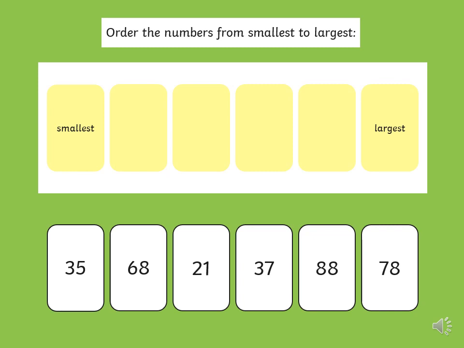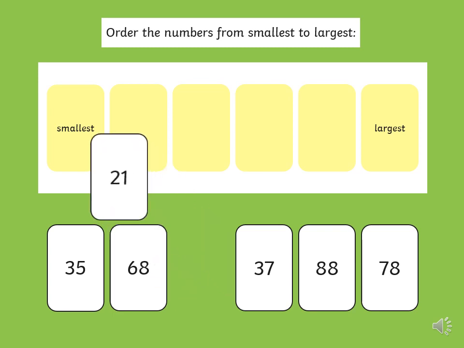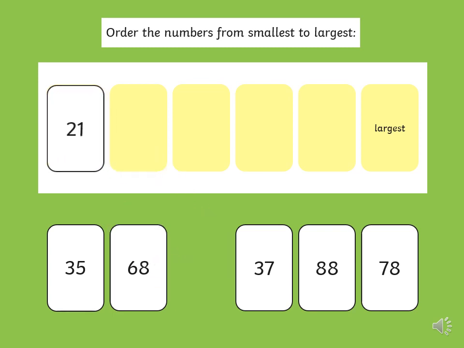Let's try and order these numbers now. We can see that these are a little bit different. They've got a larger range. So we're going to be looking at the tens column to see which one has the lowest number. So first we've got 35, 68, 21, 37, 88, 78. So which one do you think had the lowest number in the tens column? That's right, 21. It had a 2 in the tens column.